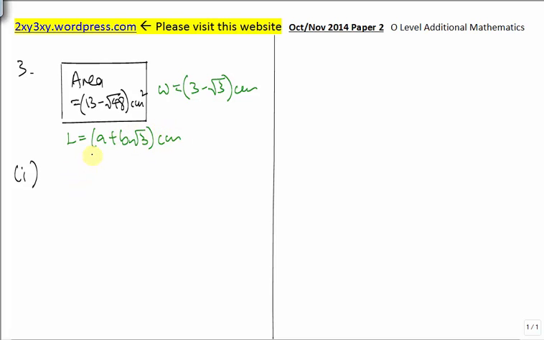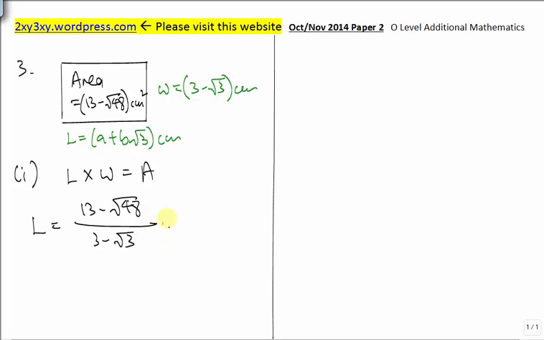Let's set up the equation first. Length multiplied by width will be the value of the area, and to find the length we just take the area divided by the width. Now to express this length in this form, we need to rationalize the denominator.